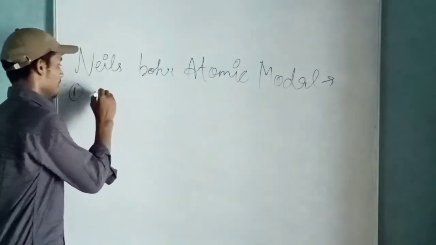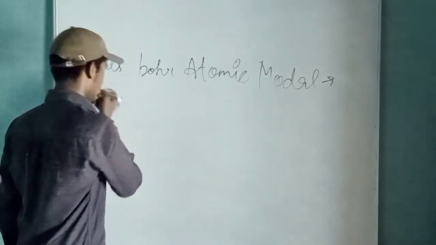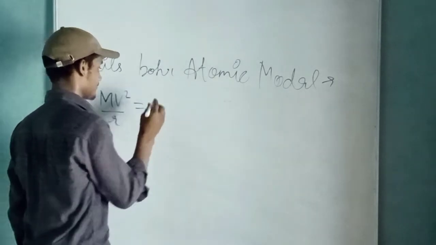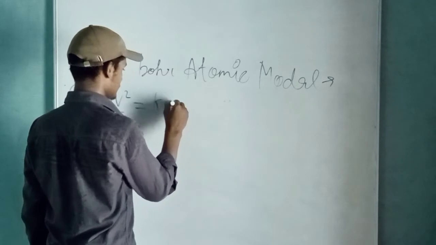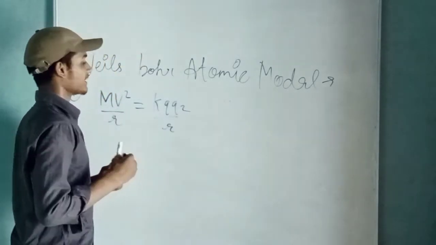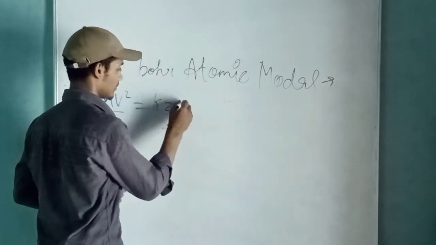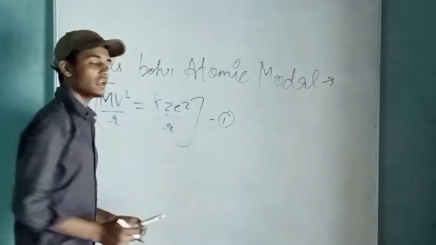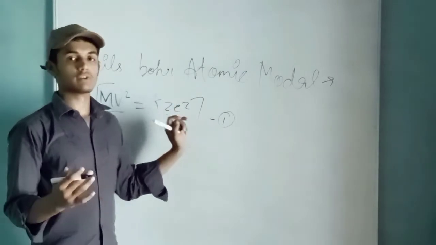So mv square upon r is equal to kq, taking the mass m. That is the first postulate. There is no energy emitted by the electrons as they revolve around the nucleus.